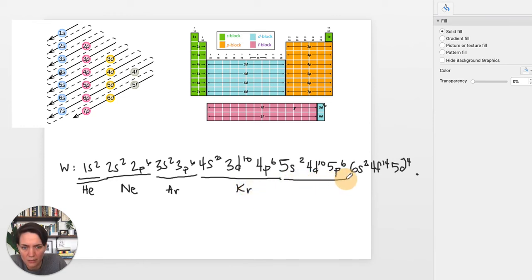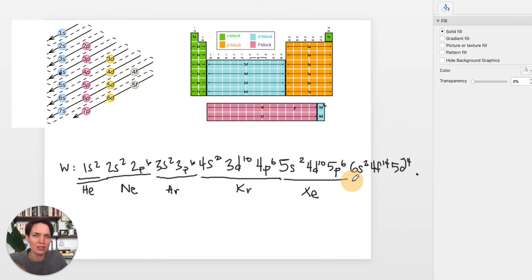4s2 all the way to my 5p6, and I am at xenon. And then I don't have a complete n equals 6 shell here. But what I can do is a shortcut for my electron configuration. So what I did here in this first exercise is our complete electron configuration.